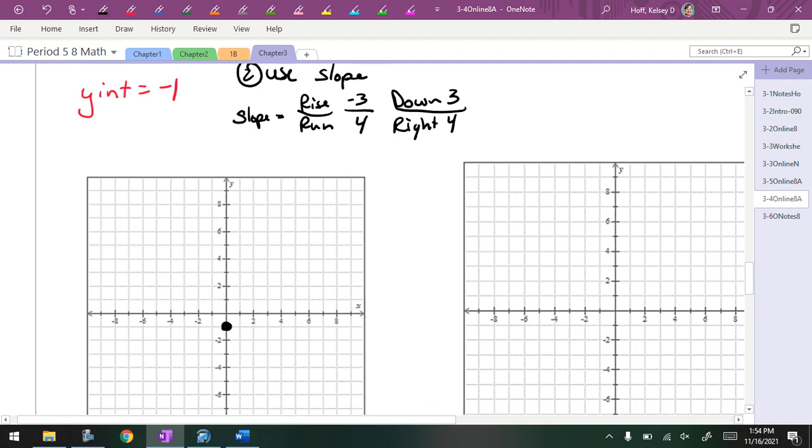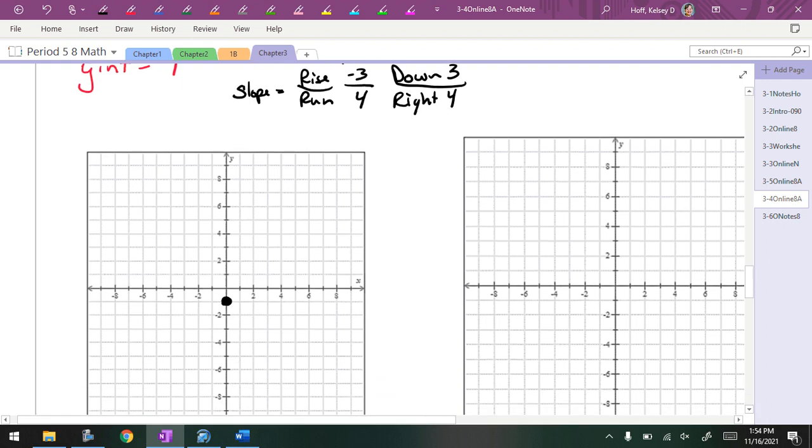Now, go back to your y-intercept. What am I going to do? Down 3. 1, 2, 3. Don't put a dot. Now I got to go right 4. 1, 2, 3, 4. Now put the point on your graph. Go down 3, right 4. I think you're at 4, -4.